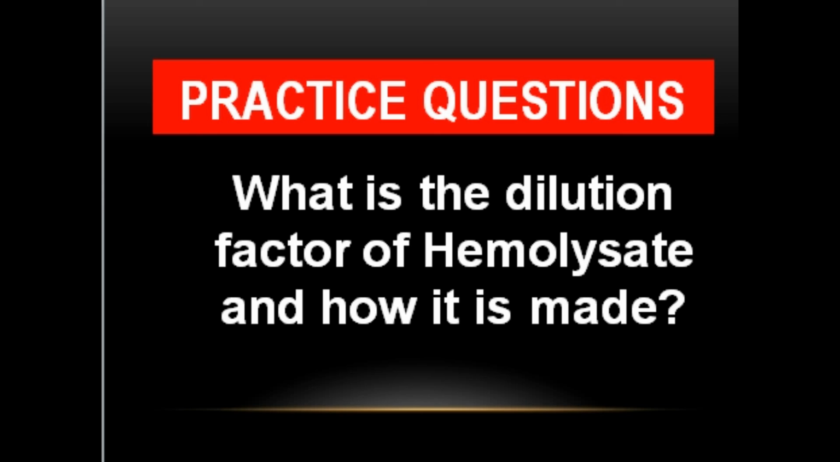What is the dilution factor of hemolysate and how is it made? It is very easy. The dilution factor of hemolysate is 250 and it is made by diluting 0.1 ml of blood with 24.9 ml distilled water. That is, हम कॉनिकल फ्लास्क या मेजरिंग फ्लास्क लेंगे 25 ml की और उसमें जो वॉल्यूम मेकअप करेंगे वो 25 ml तक करेंगे. ठीक है, तो 0.1 ml of blood with 24.9 ml of the distilled water.